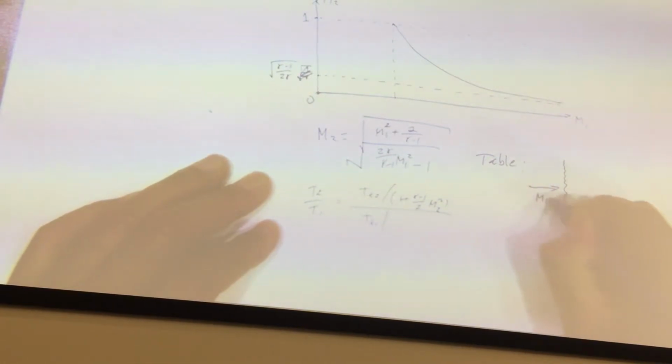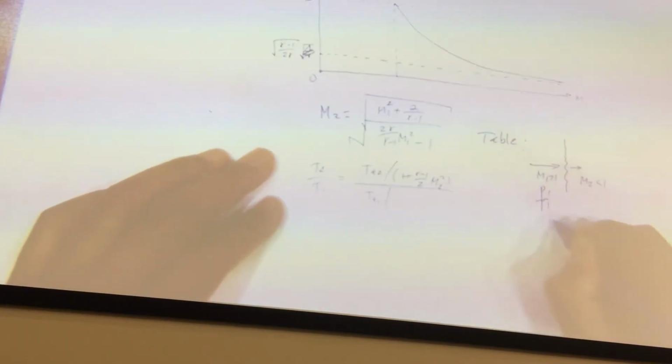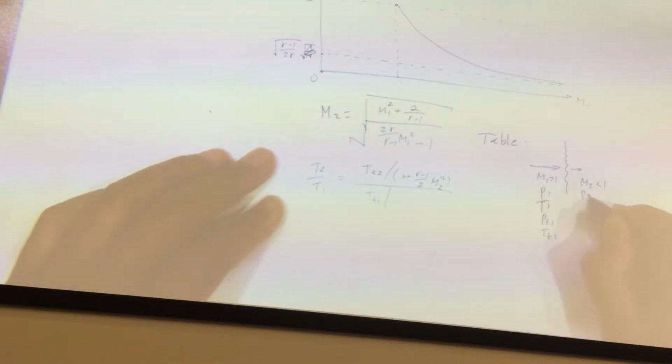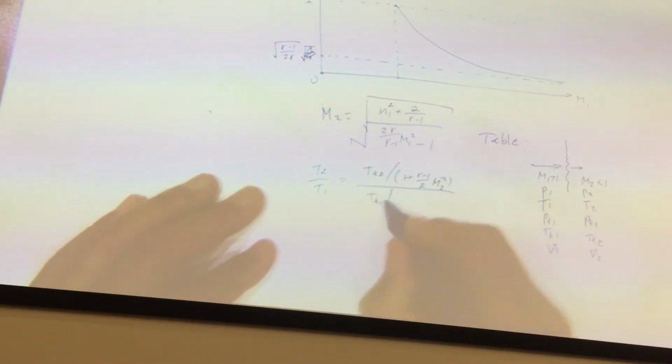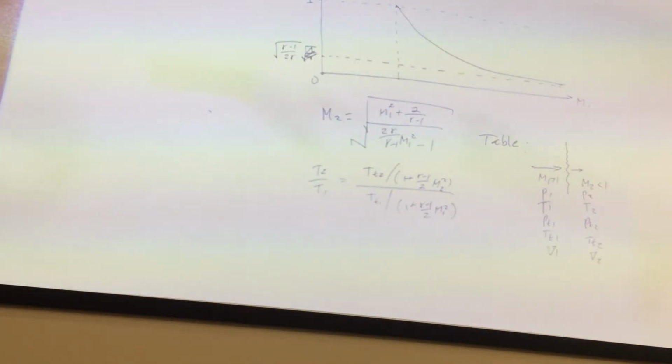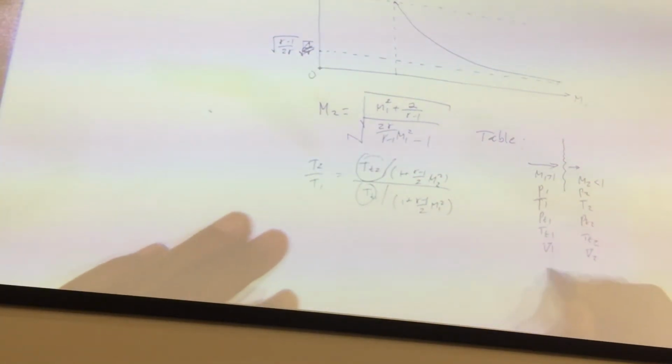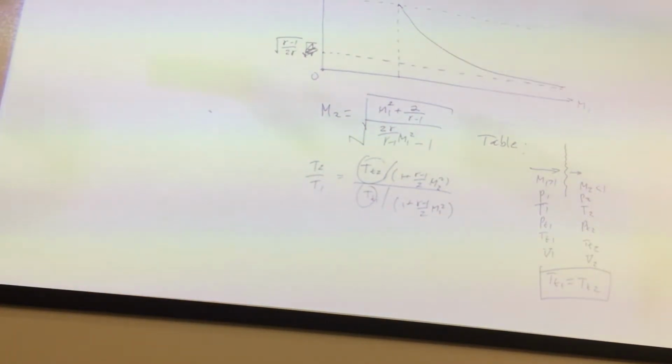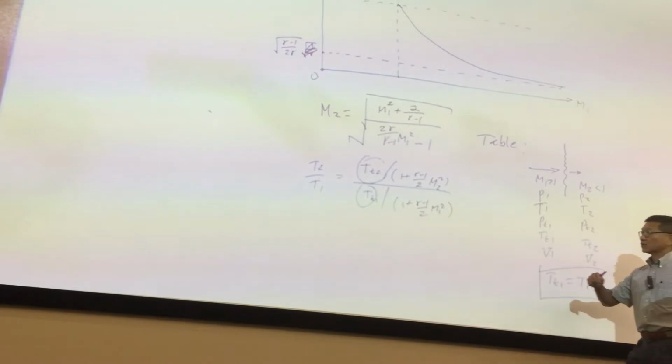This is M1 greater than 1, M2 less than 1, with states P1, T1, TT1, and P2, T2, PT2. Of course you can say V1 and V2, but you can check it. So this is 1 plus gamma minus 1 over 2 M1 squared. Now remember these two are the same, so TT1 equals TT2, as we said, because it is an adiabatic process. So you can assume it is adiabatic. This is true, so these two cancel out.